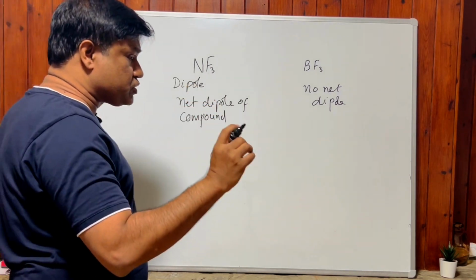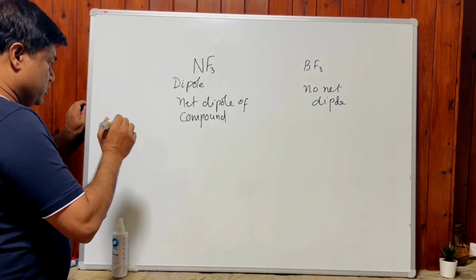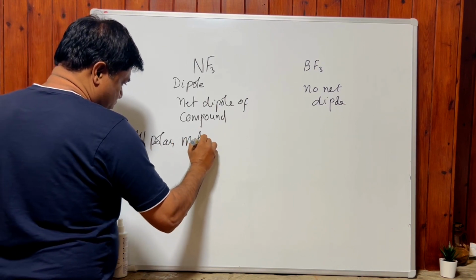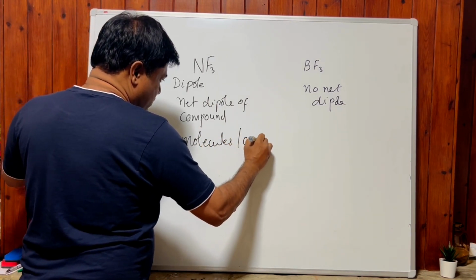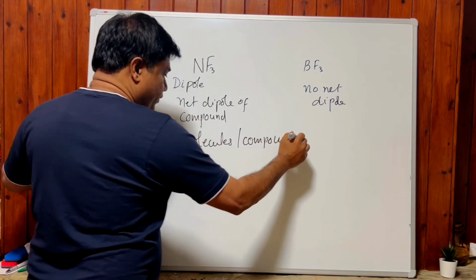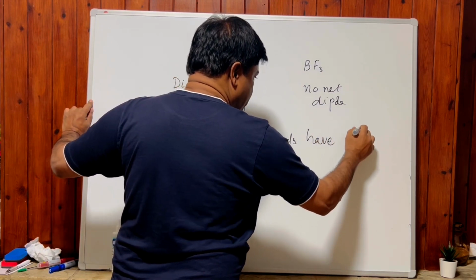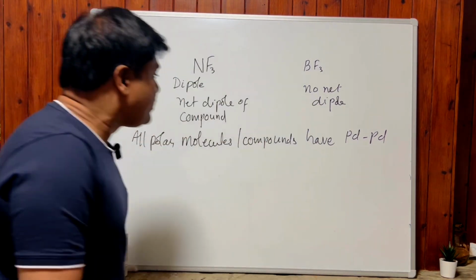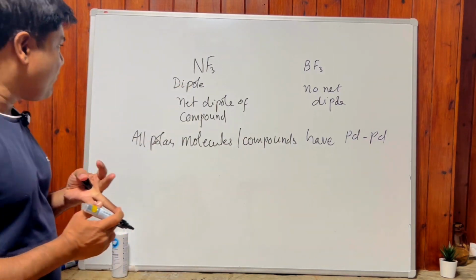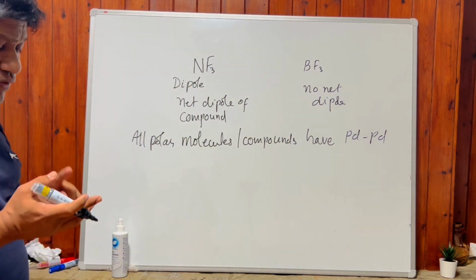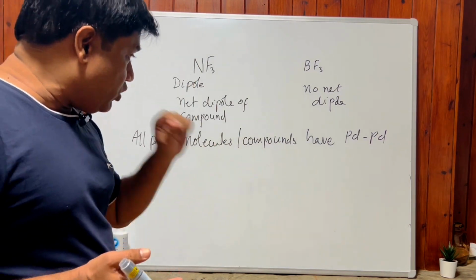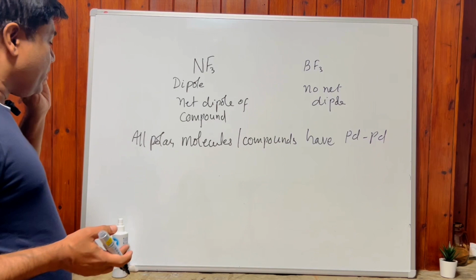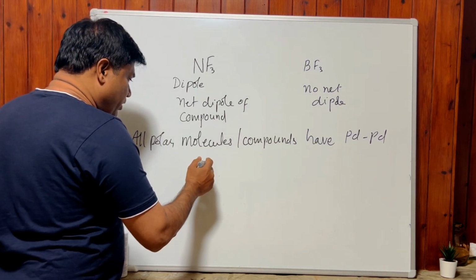So all polar molecules have PD-PD interaction. Make a note: all polar molecules or compounds have what type of interaction? PD-PD, permanent dipole. I'm coming to non-polar molecules, guys. So first of all, we have to check the difference in electronegativity. If the difference in electronegativity is not equal to 0, then the molecule is said to be polar. If the molecule is polar, then it has PD-PD interaction, permanent dipole. Like, for example, I have one more example.